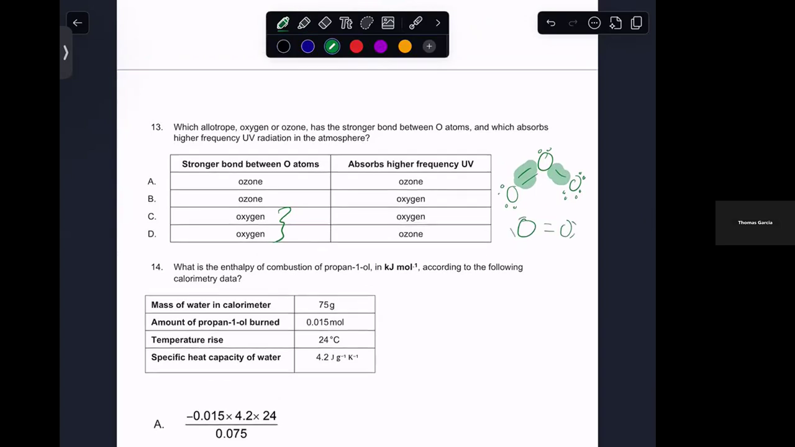Now, which absorbs higher frequency UV? That's ozone. That's what our ozone layer does. It absorbs the high frequency UV and helps keep us safe as humans down on Earth.